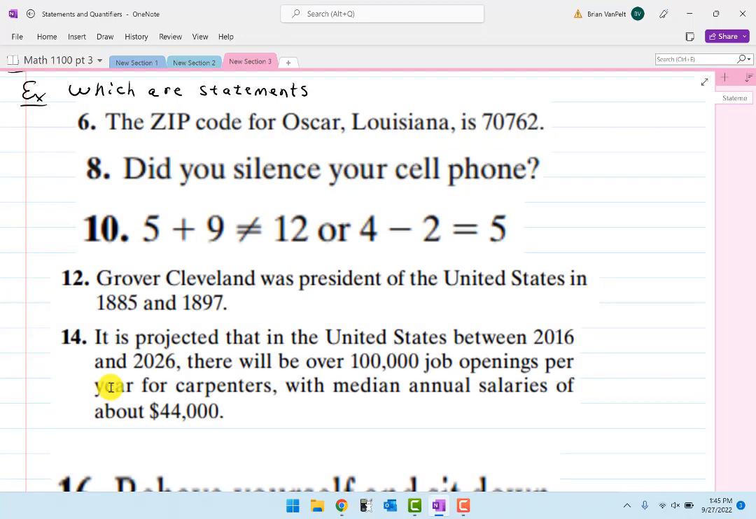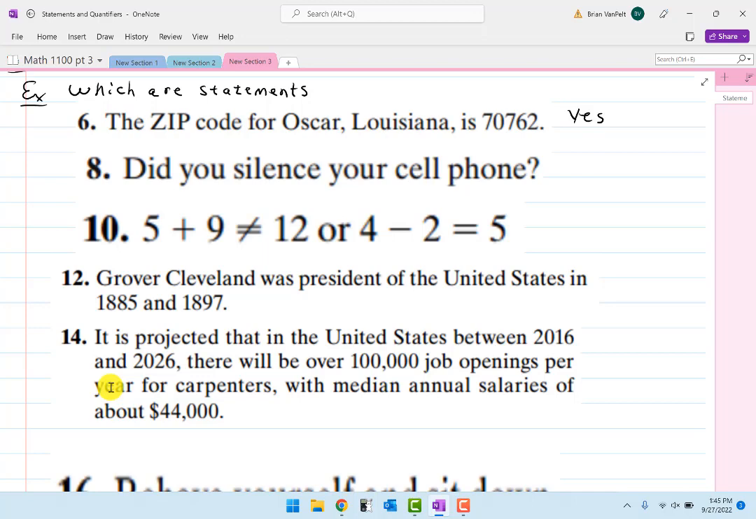All right, in this example, I have a collection of sentences, and we're going to decide whether they are statements or not. So take a look at number 6. I pulled these right from the book. The zip code for Oscar, Louisiana is 70762. It doesn't matter if it is actually that or not. It could be a false statement. That's not a problem. The fact is, it is a sentence, and it is making a declaration that something is true. So its value is either true or false. So this is indeed a statement.